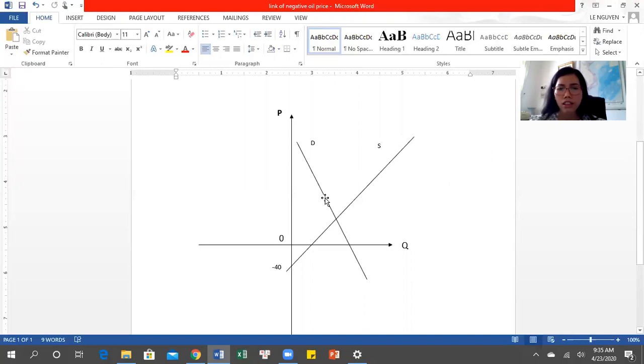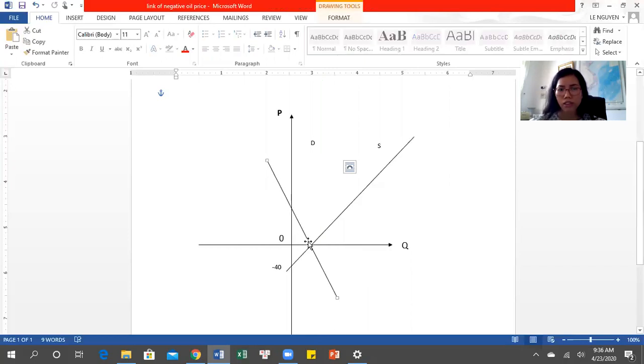Let's see the first case. Due to the coronavirus quarantine, most countries do the same, and nobody goes out. Not strictly nobody, but most of the people stay at home. It means the demand will be lower than before, or decreasing, and the demand curve will shift to the left. Let's say it shifts to this point. At this point, the equilibrium price is zero.